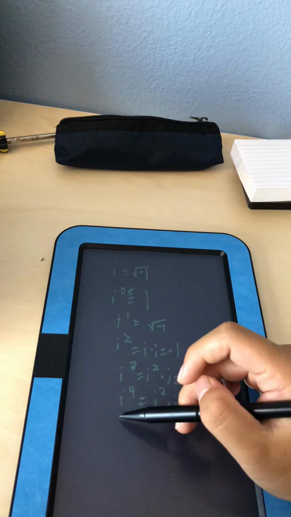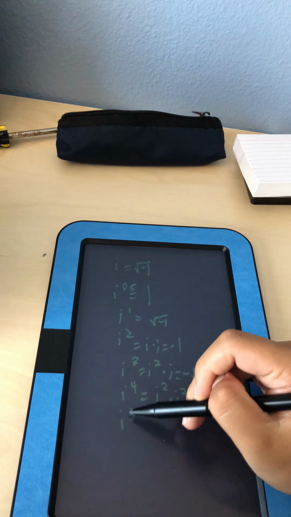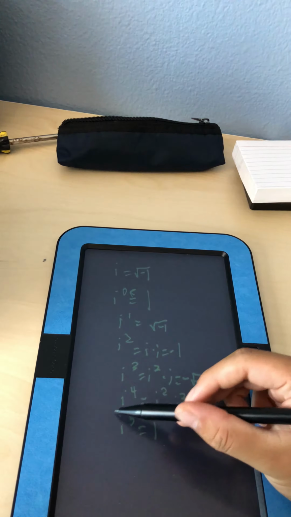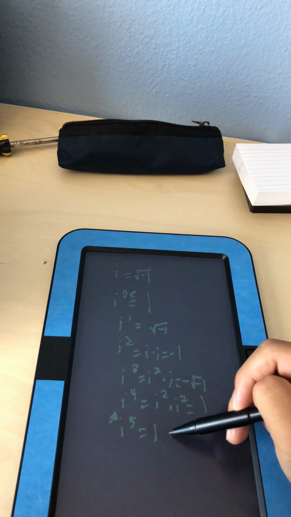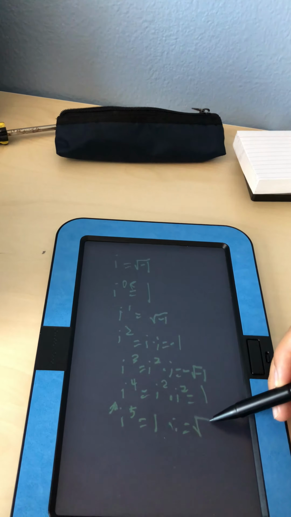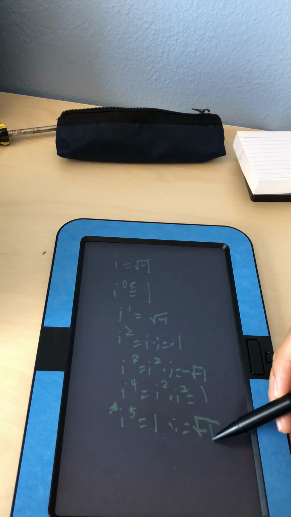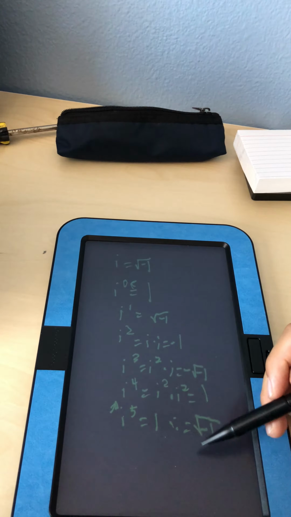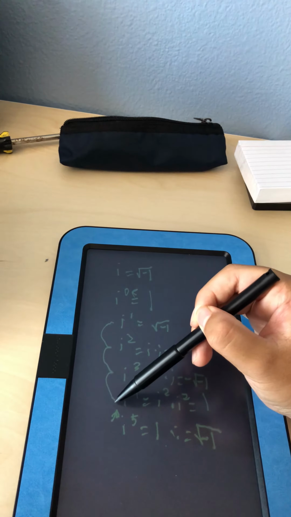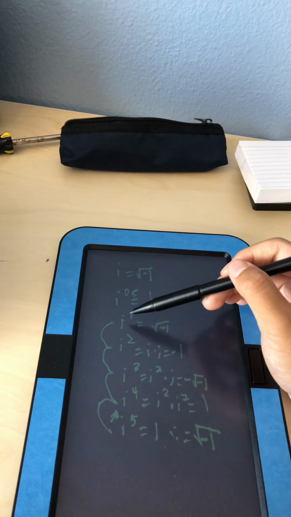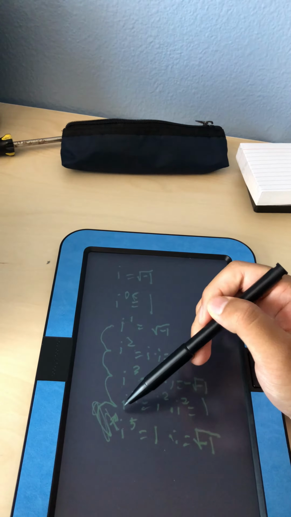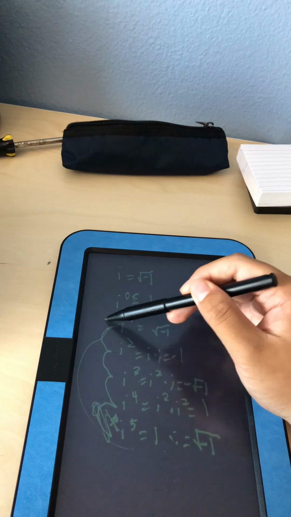And here's the fun part. i to the fifth is equal to 1, which is i to the fourth, times i, which gets you all the way back to the square root of -1. Keep in mind this pattern: there's 4, and then it's back to the beginning.